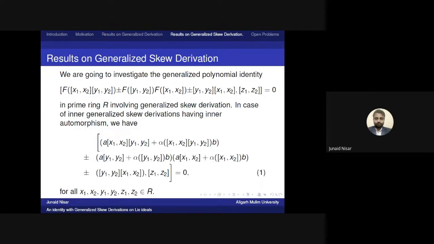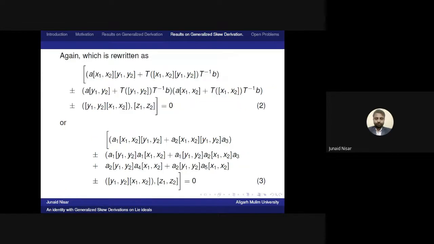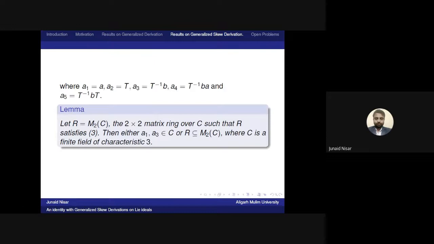Now here is my fourth chapter, that is results on generalized CQ derivation. Here we are going to investigate our generalized polynomial identity satisfying our identity f of xy plus minus f of y into f of x plus minus yx belongs to center, involving generalized CQ derivation. And in the case of generalized CQ derivation having inner automorphism, we get an identity in equation first. Again, this equation first can be written in this form, written as equation second and equation third. With the help of equation third, we can find a lemma.